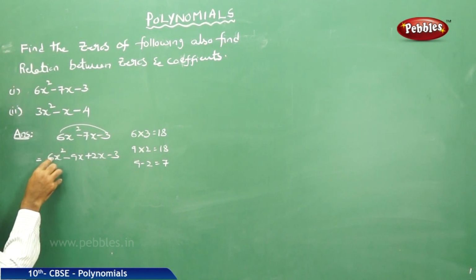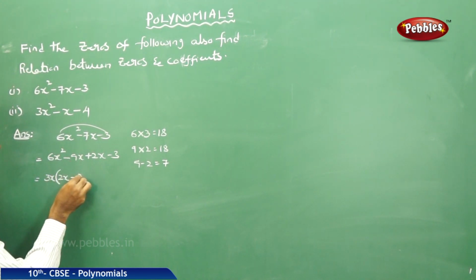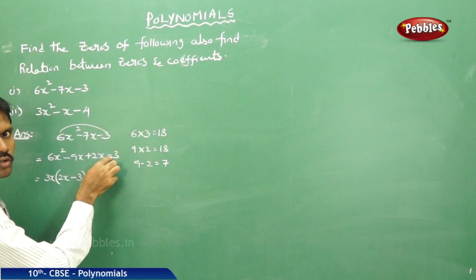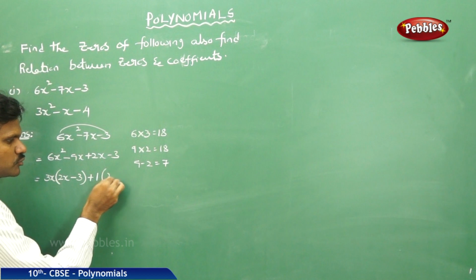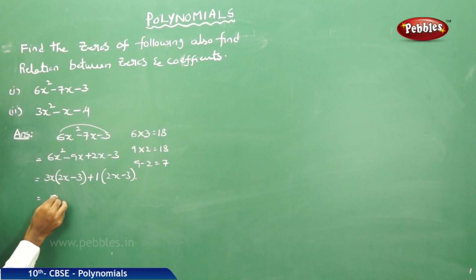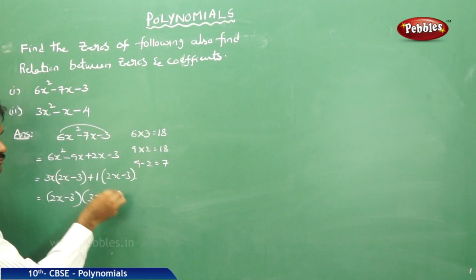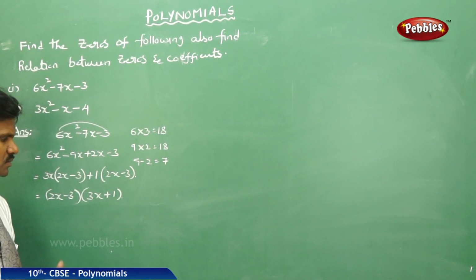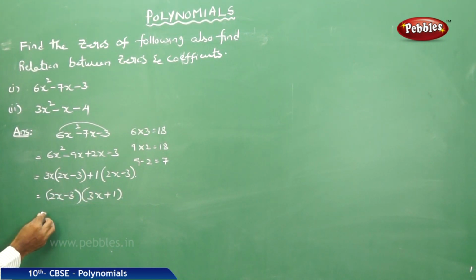That is equal to, from 6 and 3, I collect the number 3x as the common. Then the left one is 2x minus 3, because 3 times 3x cancels the 9. Plus, from this 2, I am unable to take any number as common, so I treat the common as 1, that is 2x minus 3. Therefore, the common factor is 2x minus 3 and the other factor is 3x plus 1.